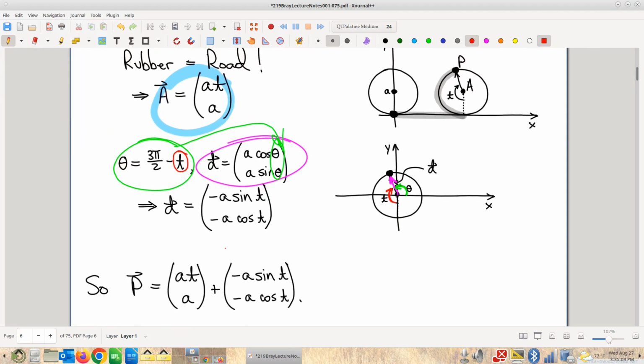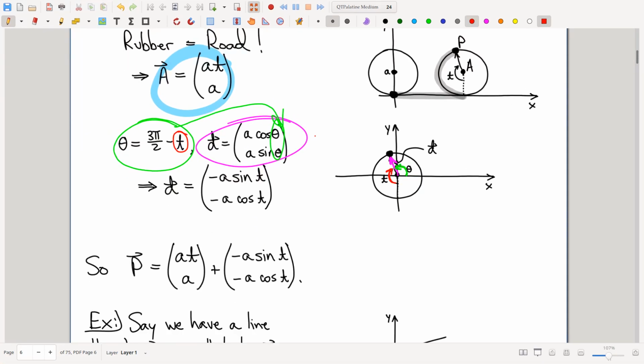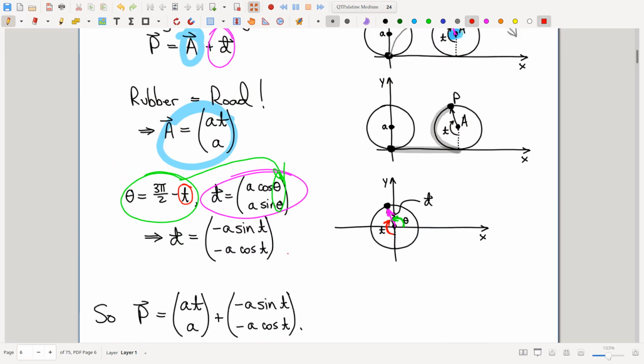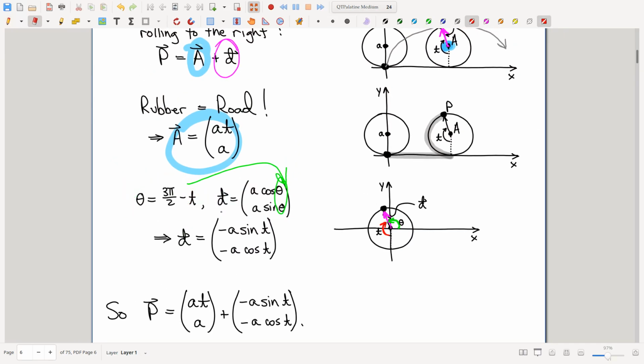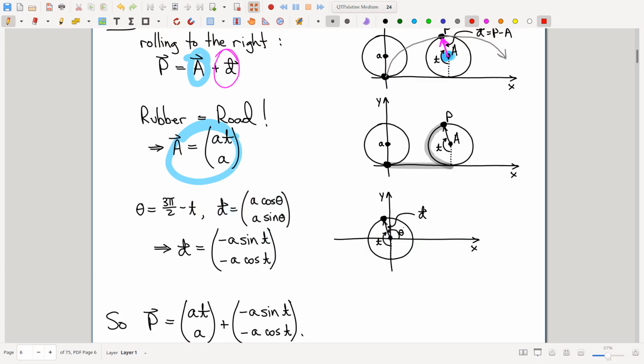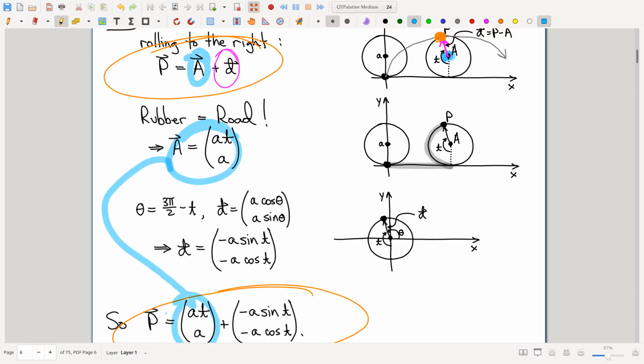Let's see. Oh, and I can go full screen. I always forget to do that. Okay, so all together then, the points that we're trying to describe, A plus D, well, we've already worked out that the axle is that formula. We just worked out that the D vector is that formula, and adding them gives the parameterization of the reflector.